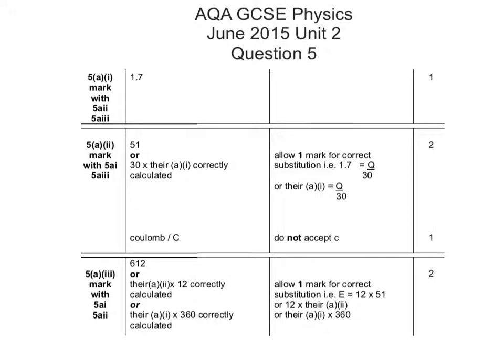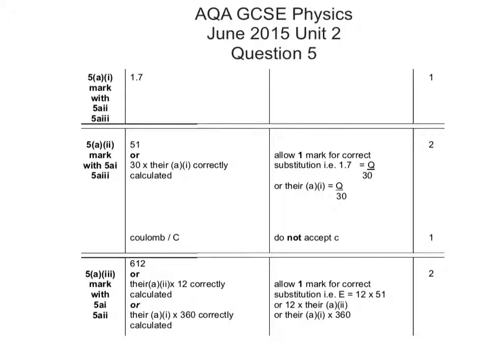This is question 5, the June 2015 AQA GCSE Physics Unit 2 question paper. On screen now is a mark scheme for the question, so please mark your work. If you get the question correct, I suggest you move on. If you get the question incorrect, please listen to the rest of the recording to find out how to answer the question correctly in the future.